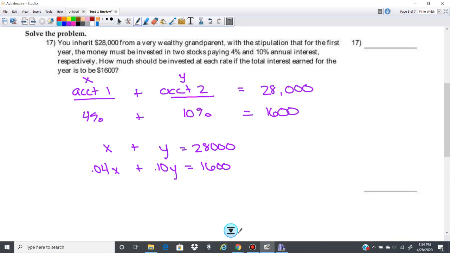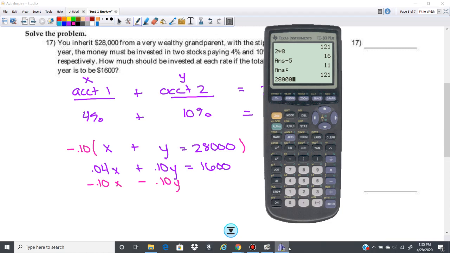So you can do substitution or elimination here. I like elimination, so let's go ahead and do that. We're going to eliminate the y's. So we're going to multiply this by negative 0.10. Okay, so that's going to make this, let's see, negative 0.10x, negative 0.10y. That way these can eliminate. And let's see, 28,000 times negative 0.10 is negative 2,800.